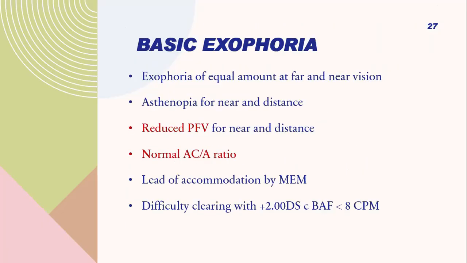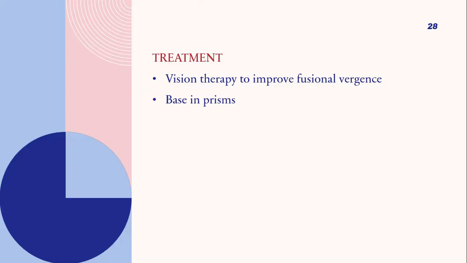Then coming to basic exophoria, here the exophoria will be equal for distance and near. So the patient may have asthenopia for distance and near. Here the positive fusional vergence will be reduced but the AC/A ratio will be normal. And on MEM testing, there can be a lead of accommodation and the patient will have difficulty in clearing with plus lenses. So the treatment will be to improve the fusional vergence using base in prisms.